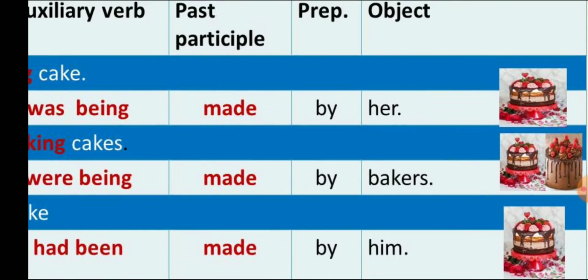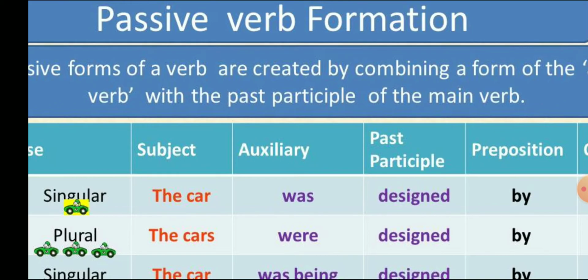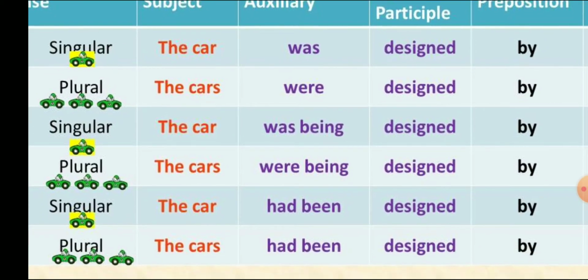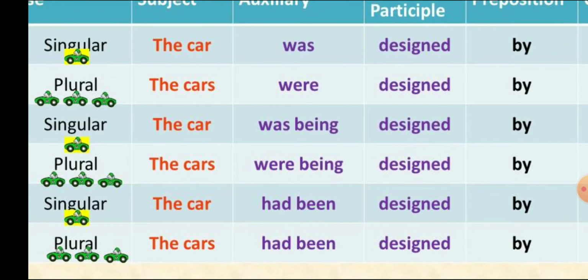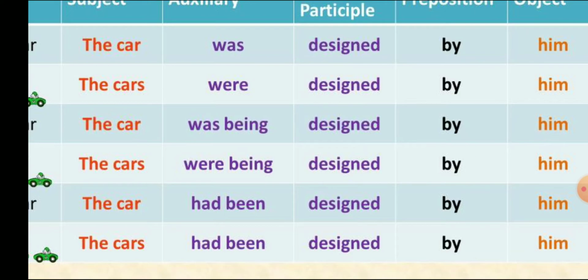Next, let us see passive verb formation. Here all the sentences are given in passive voice. We have to change them to active voice. The car was designed by him. The cars were designed by him. The car was being designed by him. The cars were being designed by him. The car had been designed by him. The cars had been designed by him.